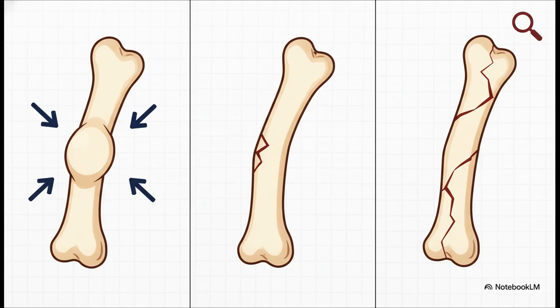Now, I want you to pay very close attention to spiral fractures. This happens from a twisting force. Sure, a toddler could get one from a simple fall, but if you see this in an infant who isn't even walking yet, that is a major, major red flag for abuse, because it suggests someone twisted their limb.